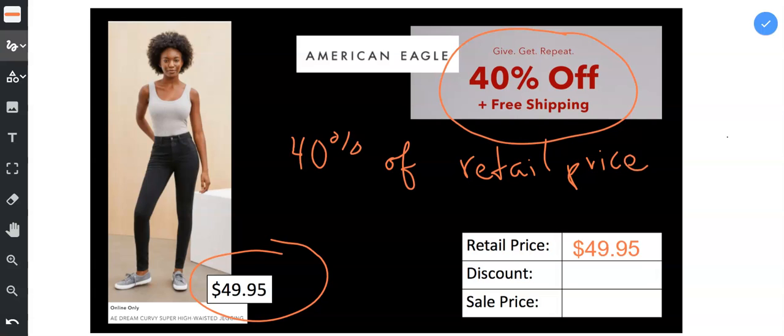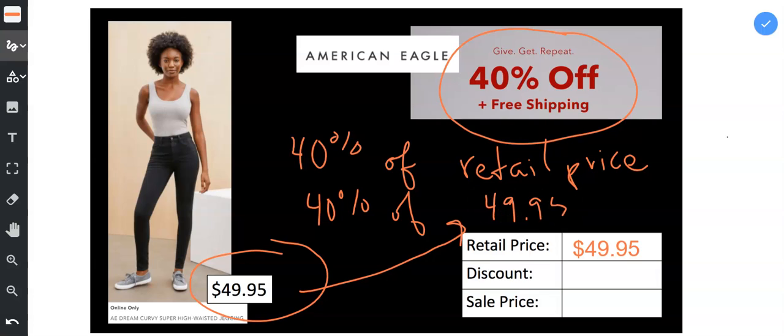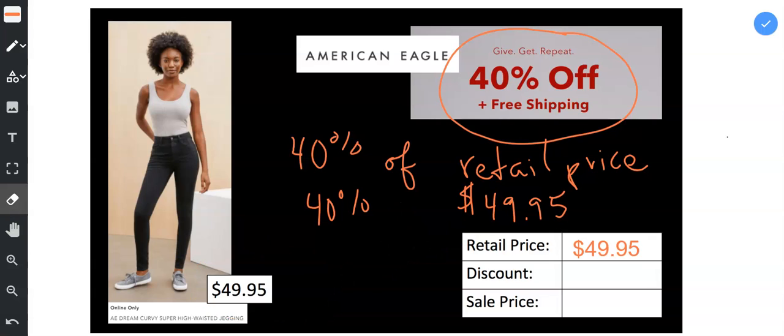So we're taking 40% of, and the retail price was the $49.95. Now I hope that you remember from the other week that with math, of means multiplication. So of here, we can actually replace with the multiplication symbol. Now I'm starting to run out of room, so let me move this over a bit. So we're multiplying 40% by the $49.95.